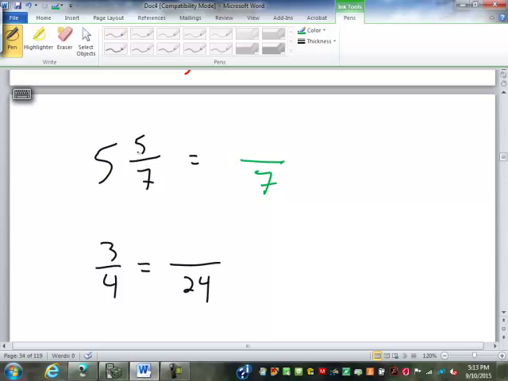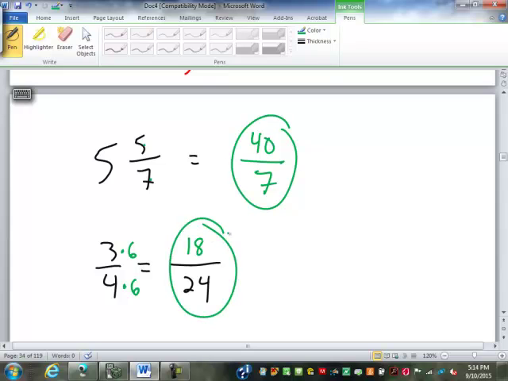So 5 and 5/7. 5 times 7 is 35 plus 5 is 40 over 7. Good. 3/4 into 24ths. Well, 4 times what is 24? 6. So I have to do 3 times 6 to get 18. 18 24ths. Beautiful.